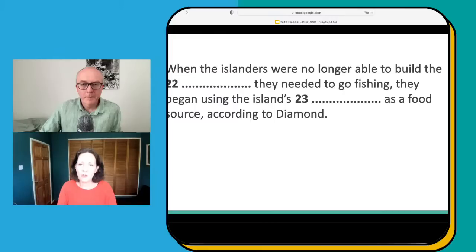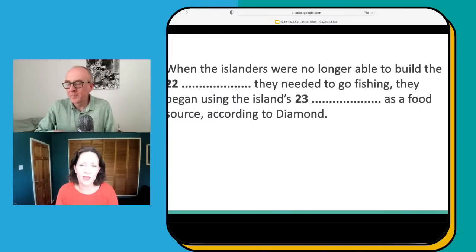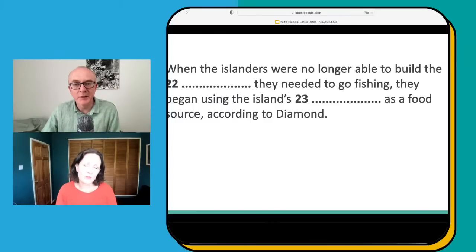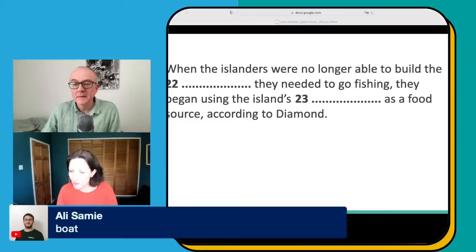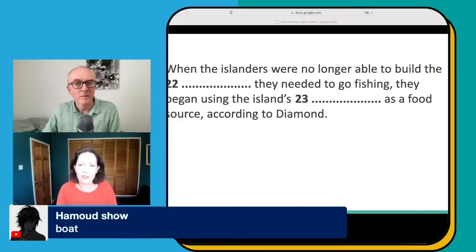When the islanders were no longer able to build something, they needed to go fishing. So, what do you need to go fishing? A net or a rod. Do you build a net? You make a net. You don't build it. So, what do you build to go fishing? A boat, possibly. Okay, we've got net there in the comments as well. So they needed maybe a net, a rod, or a boat to go fishing.